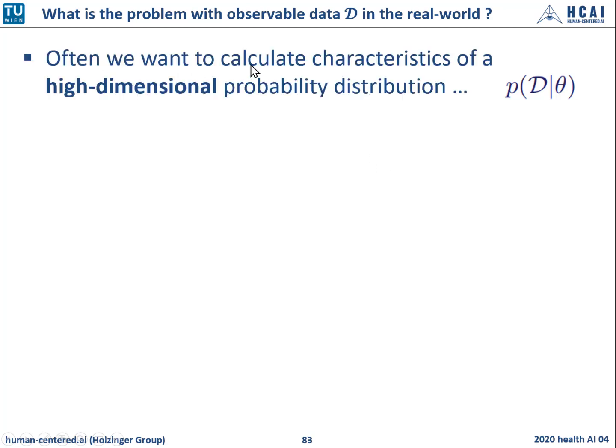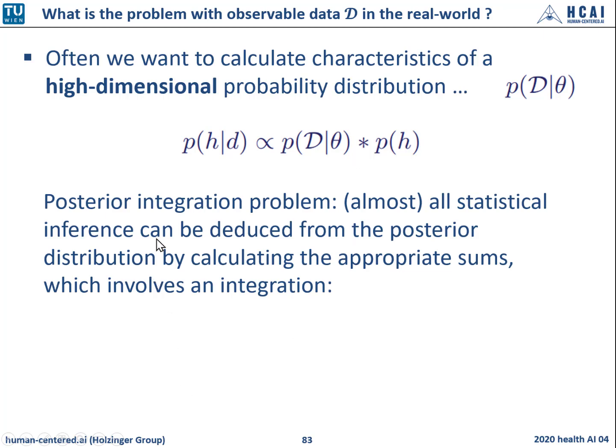Often we want to calculate characteristics of a high-dimensional probability distribution. So for example, this way. The posterior integration problem is that almost all statistical inference can be deduced from the posterior distribution by calculating the appropriate sums, which involves an integration. So this is an integral. And this is hard, as you can believe.